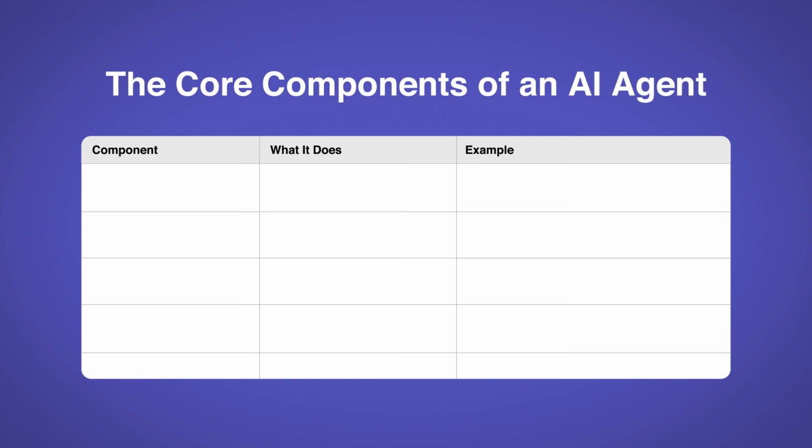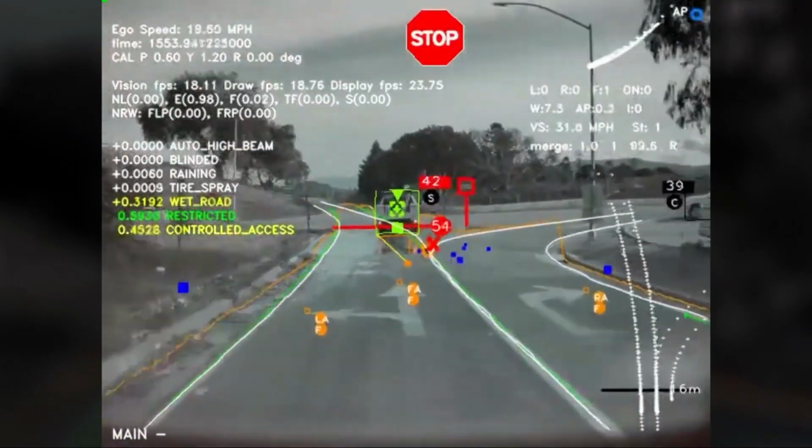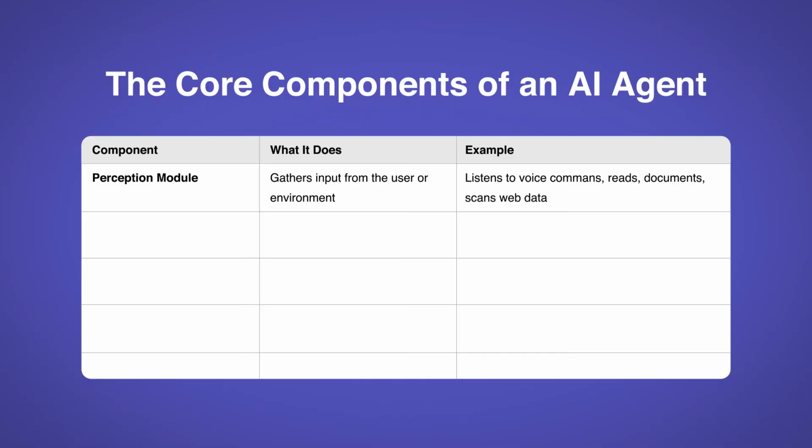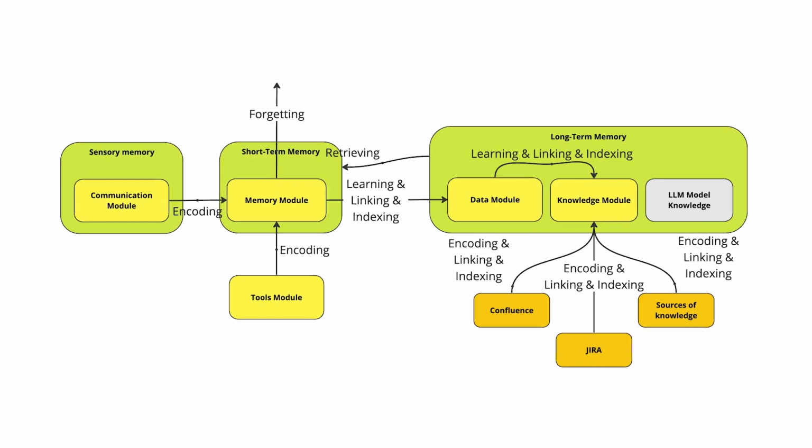So we're going to go over the core components of an AI agent. An AI agent consists of the following. It has a perception module, which gathers input from the user or environment. So for example, it might listen to voice commands, read documents, or scan web data. It also has a memory and knowledge-based module, which just means that it stores past interactions and facts. An example of this is it remembers user preferences and it recalls conversation history.